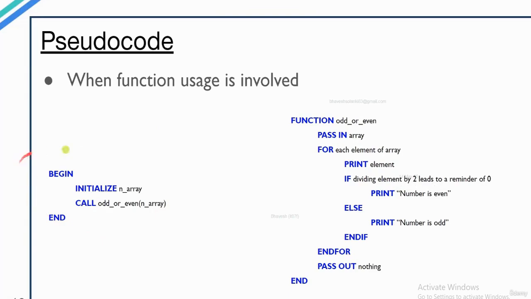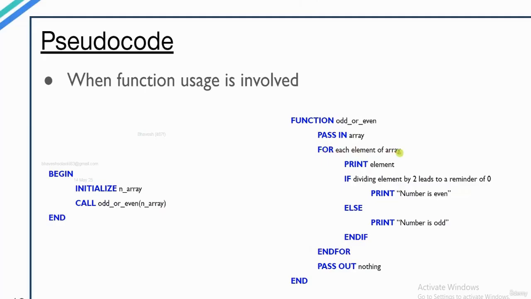In the main code, the function call statement can be represented by using the call keyword followed by the function name followed by the arguments to be passed within the parentheses. And in the pseudocode for the function definition, we start with the function keyword followed by the function name, and in the next line we mention the values that are going to be passed into this function and then implement the same logic as seen before.